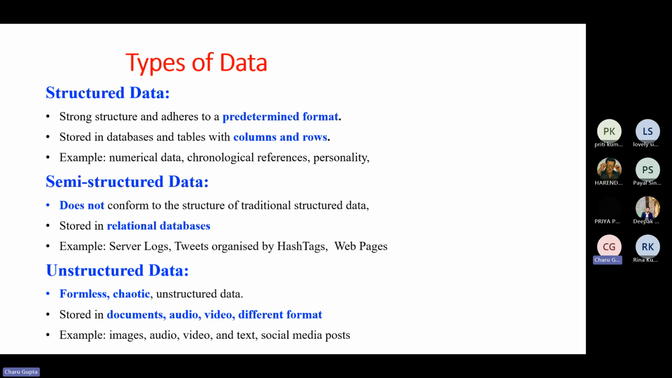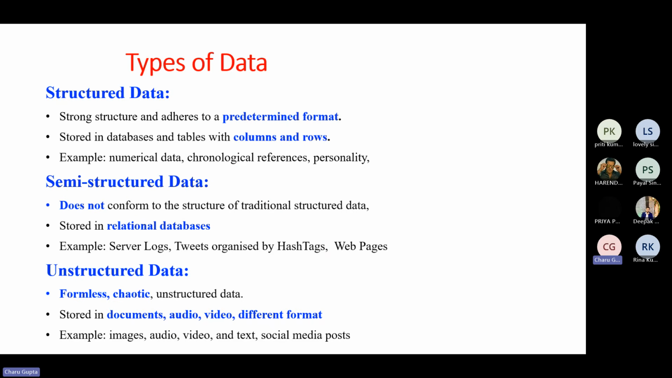Above all, next we have the three different types of data. Data can be structured if it is adhering to a predetermined format in columns and rows. As I told you, small data or structured data is like your result. Your result is in a predetermined format and it is stored in the form of columns and rows.